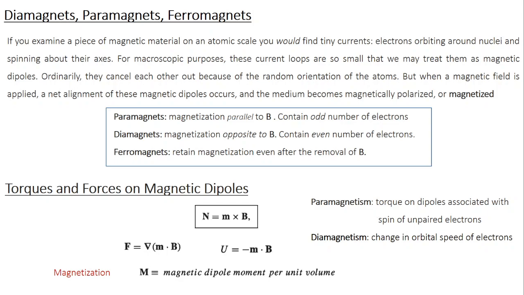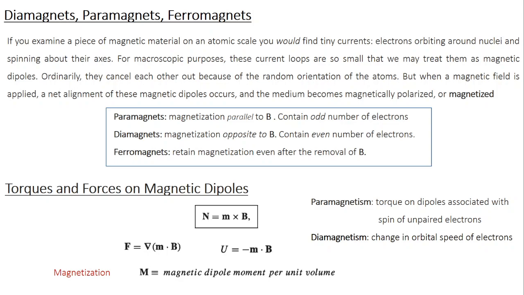So I have already told you, if a material consists of an even number of electrons, all the spin dipoles cancel each other and you have zero paramagnetism. So diamagnetism is usually exhibited by materials which contain an even number of electrons. Now electron has, in addition to spin dipole, an orbital dipole.